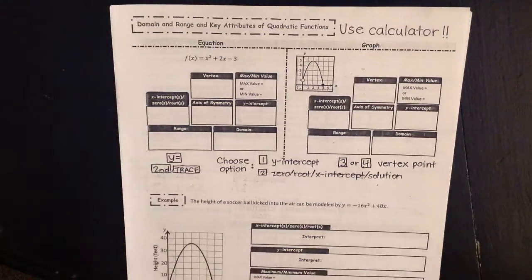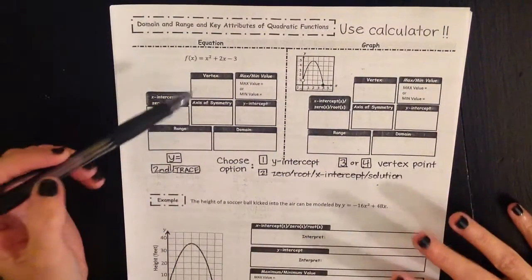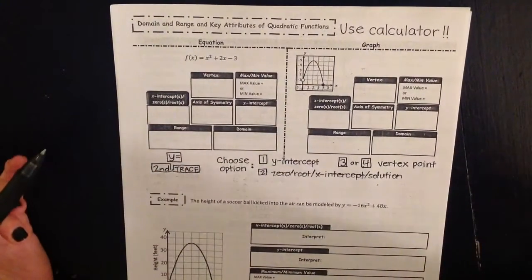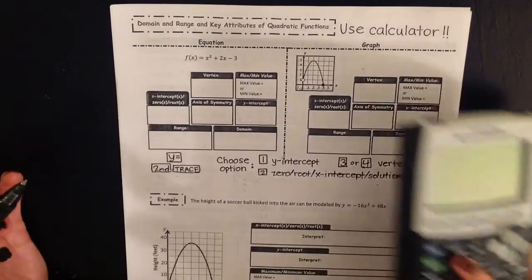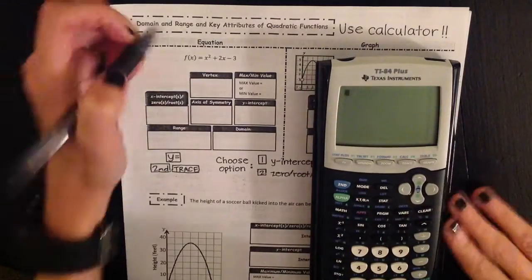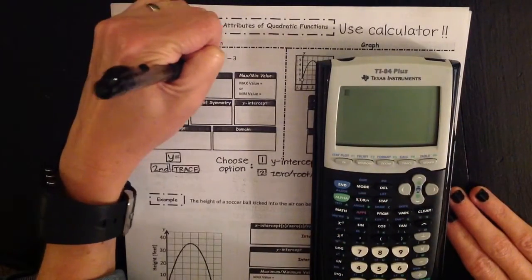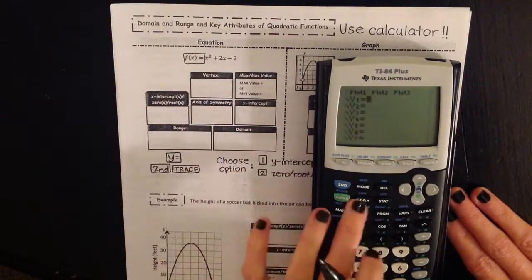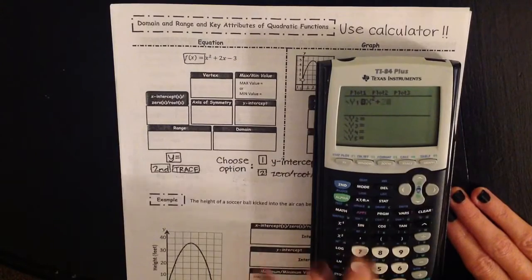Okay, we're going to talk about domain and range, key attributes of quadratic functions, and we're going to focus on using our calculator to help us find all of this information so that we can save time and save effort. So if they give you an equation, remember f of x is another way to say y, so we're going to go to y equals and we're going to type in our equation, x squared plus 2x minus 3.